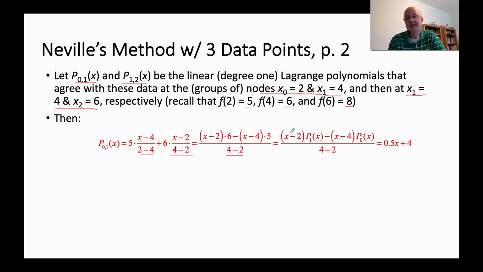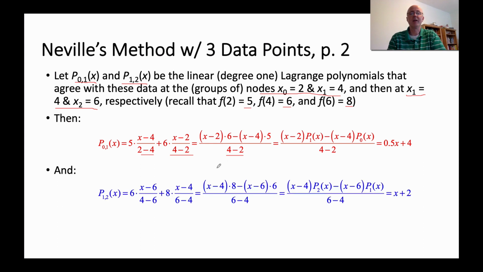Remember that 6 is really P1 of x, that constant function at the 1st node. And 5 is P0 of x, the constant function at the 0th node. So yet another way to write it. And if you simplify all this, whether you think about it here or this way, it simplifies to 0.5x plus 4. Okay? What about the other Lagrange interpolating polynomial for the nodes x1 equals 4 and x2 equals 6?